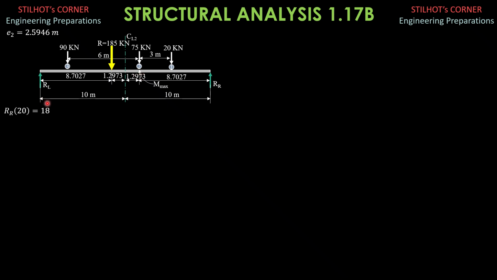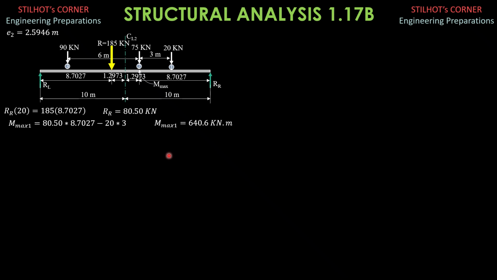So RR times 20 equals 185 times 8.7027. So R sub R is equal to 80.50 kilonewtons. So the maximum moment here, one possibility, is RR times 8.7027 minus 20 times 3. So Mmax1 is 80.5 times 8.7027 minus 20 times 3. So our Mmax1 is equal to 640.6 kilonewton meter.